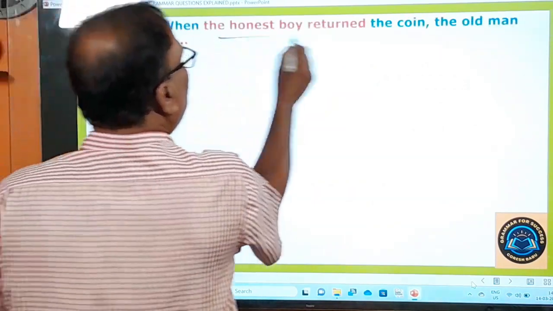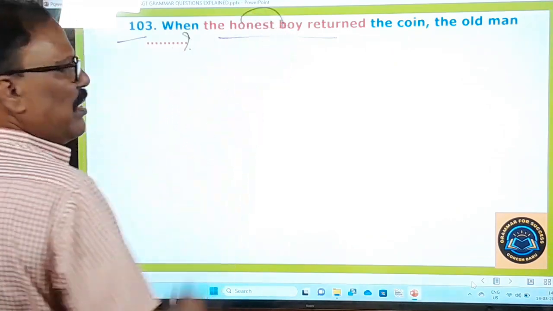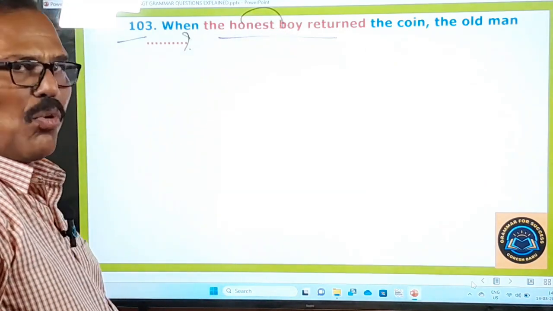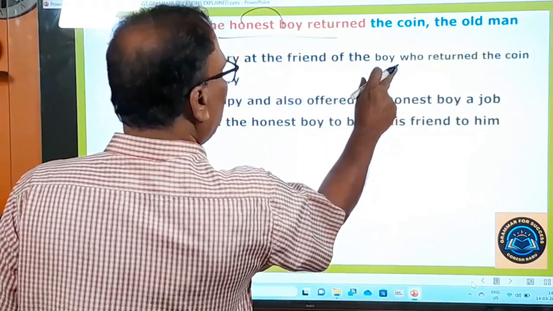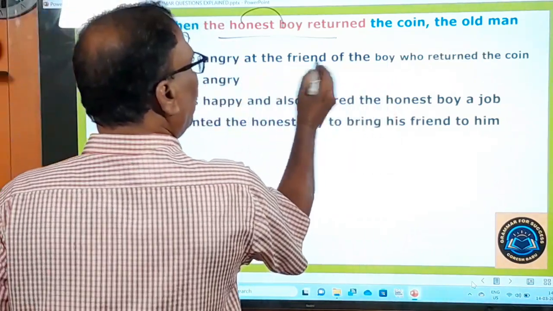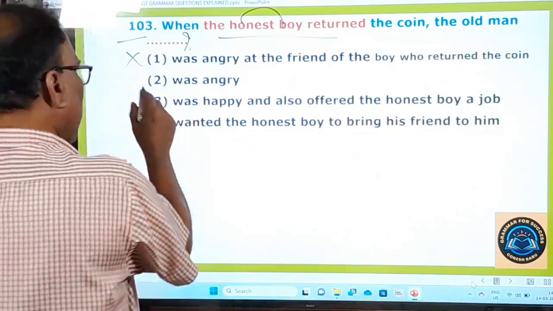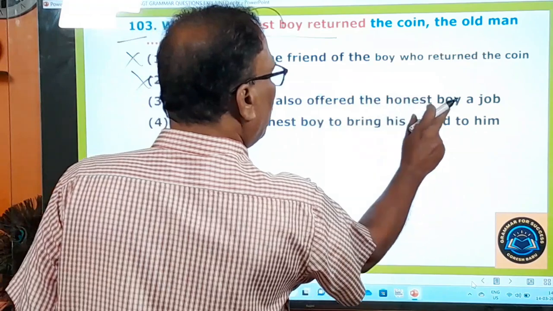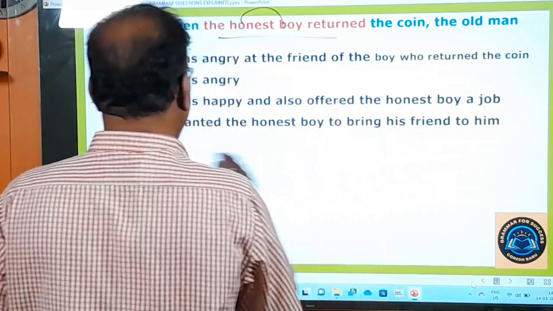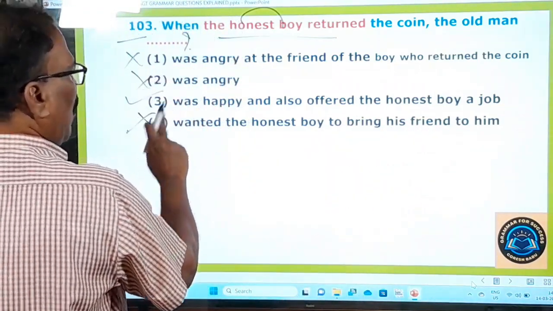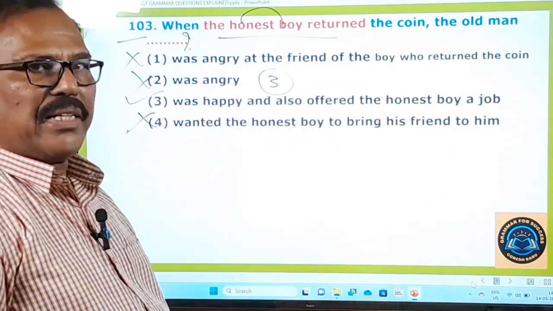When the honest boy returned the coin, the old man dash. When the honest boy, that is the second boy, returned the coin, what did the old man do? Was angry at the friend of the boy who returned the coin? No. Was he angry at the boy who did not return the coin? No. Was happy and also offered the honest boy a job? Yeah, that is the correct one. Wanted the honest boy to bring his friend to him? No. So first one, second one, fourth one are wrong. Only the third one is the right one. He was happy and he offered the honest boy a job.